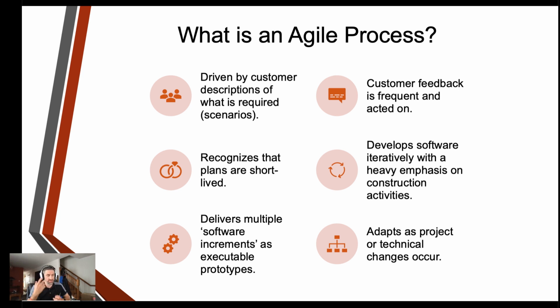Software is being developed iteratively, of course. We want to have different versions. We want to make sure that we can see what the problems were with a different version and then upgrade and make it better. There's a heavy emphasis on construction activities. So here we're talking about coding and testing, right? We want to be constantly in some form of production of our code. We're developing executable prototypes, similar to the prototype iterative process model, and we're easily able to adapt as changes occur.